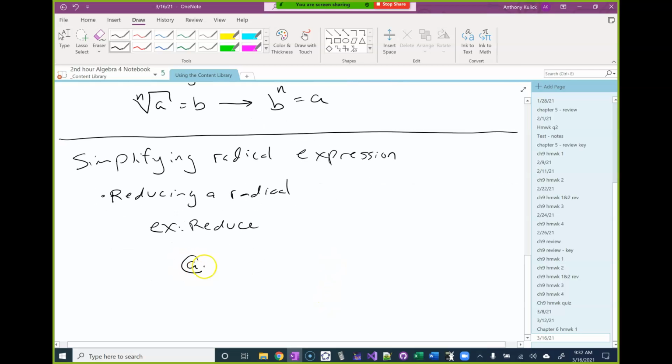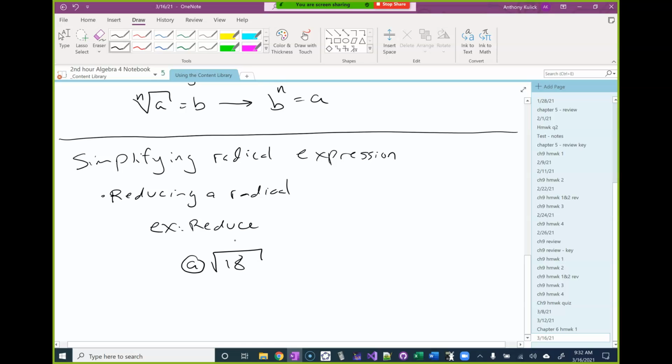Root of 18. So the square root of 18, well, 18 isn't a perfect square, right? I know 18 is between 16, which is 4 squared, and 25, which is 5 squared. And since there's not a whole number between 4 and 5, 18 can't be a perfect square, right?